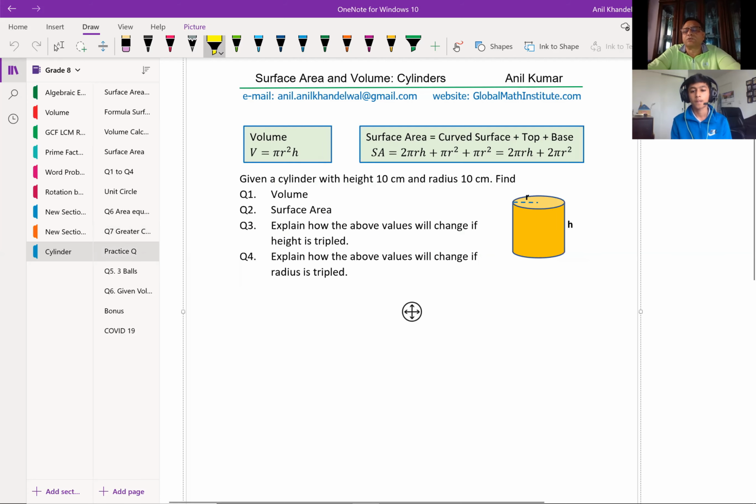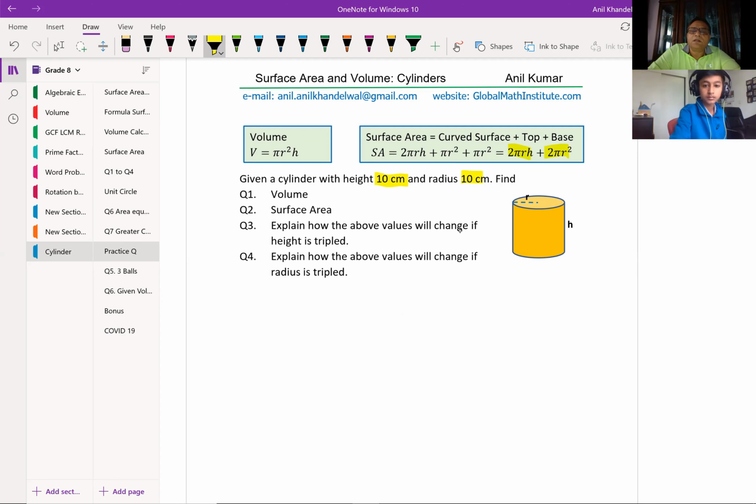Now we get to the practice questions for which the answers are not provided. So we have given you the formula. Volume is pi r squared h. Surface area is curved surface plus top plus bottom, the base, which is 2 pi r h plus pi r squared plus pi r squared, which is 2 pi r h plus 2 pi r squared. Now, these are the questions for you to do. Given a cylinder with height of 10 centimeters and radius of 10 centimeters, you need to find volume, surface area, explain how the above values will change if the height is tripled, and explain how the above values will change if the radius is tripled.